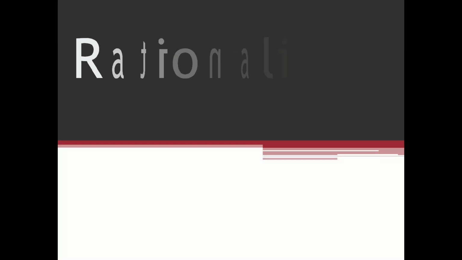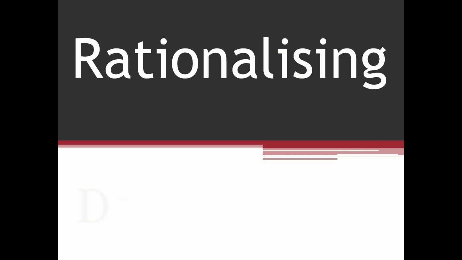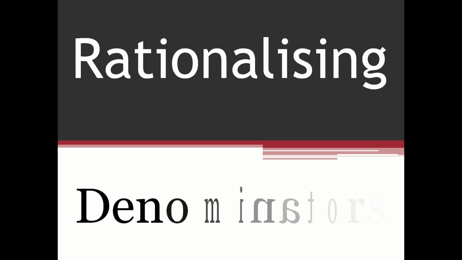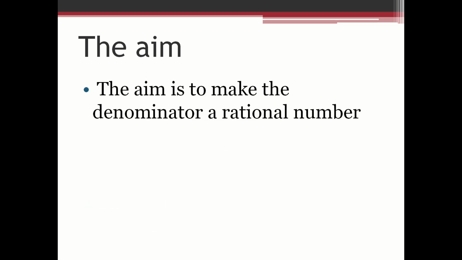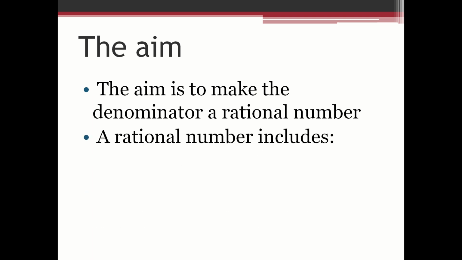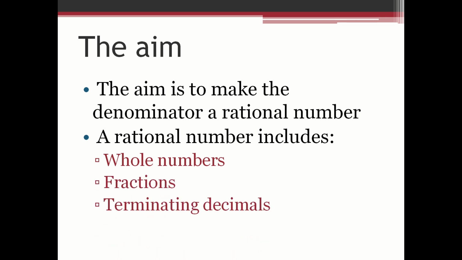Everyone, in this video the topic covered is rationalizing denominators. The aim is to make the denominator a rational number. A rational number includes whole numbers or integers, fractions, terminating decimals such as 0.25 and 0.5, and repeating decimals, which are reoccurring decimals like 0.3 recurring.